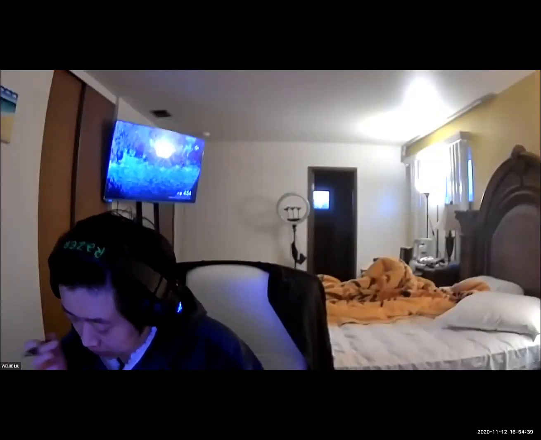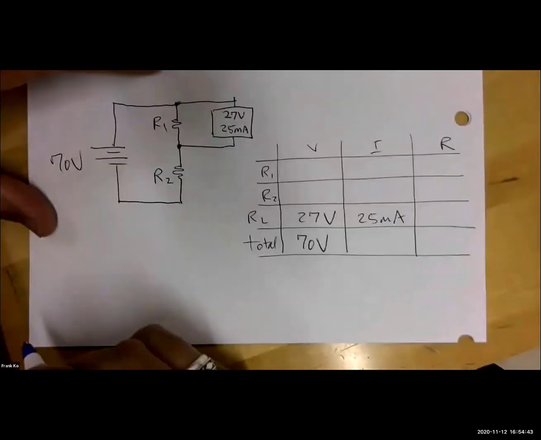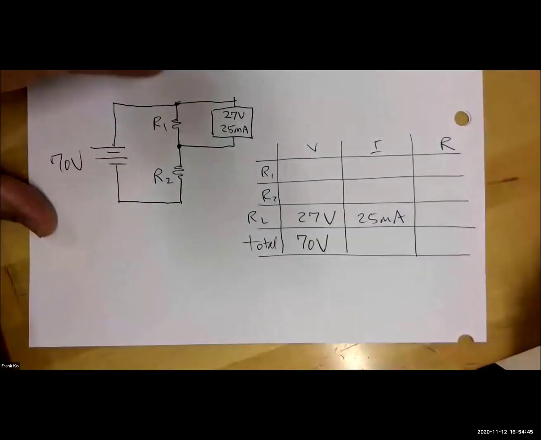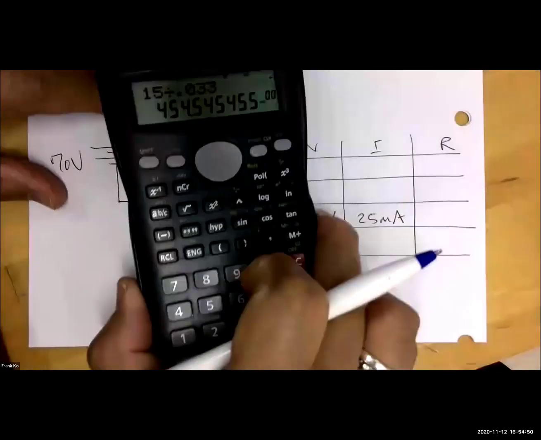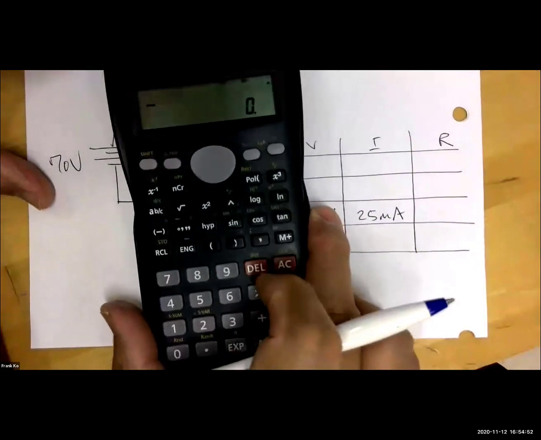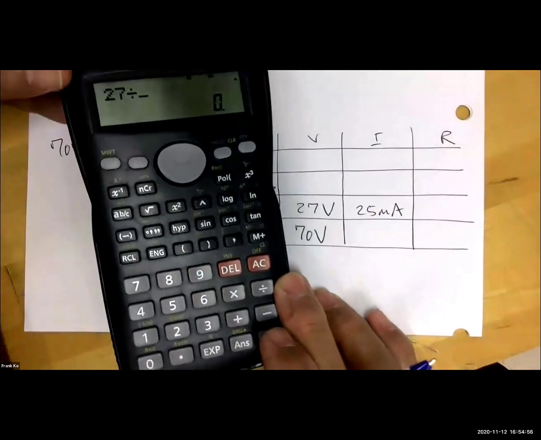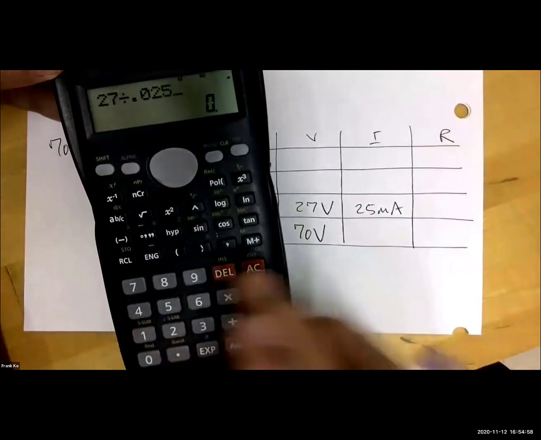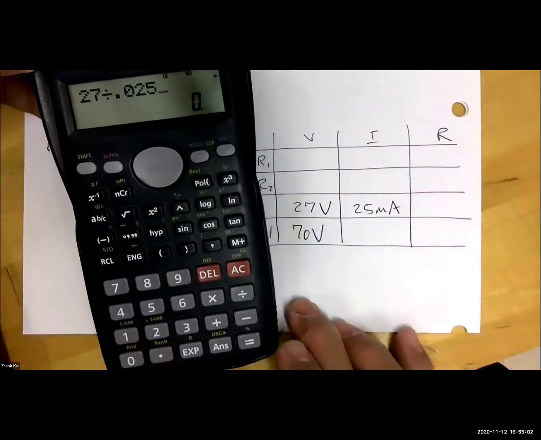We calculate the resistance of the load. So everybody use Ohm's law, yes? 27 divided by 25 milliamps. And I'm going to code that in as 27 divided by 0.025. That's my 25 milliamps in decimal. And what do you calculate there, sir?